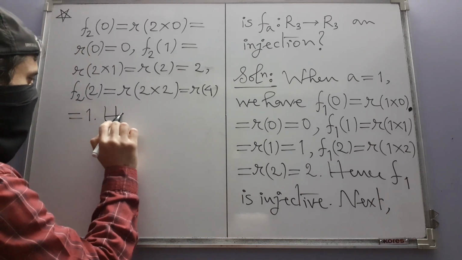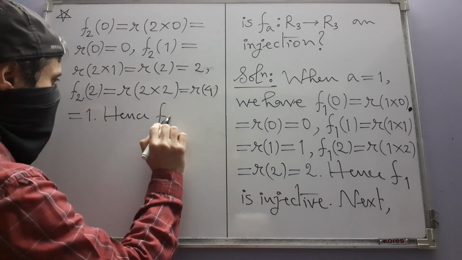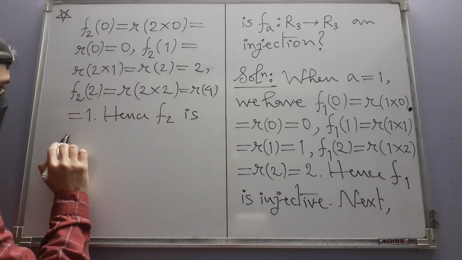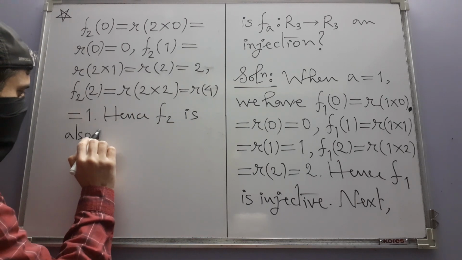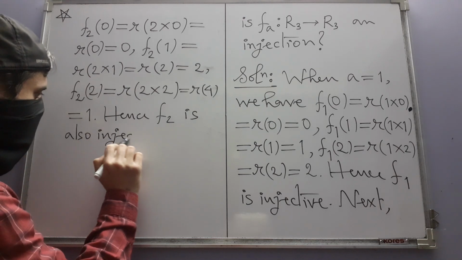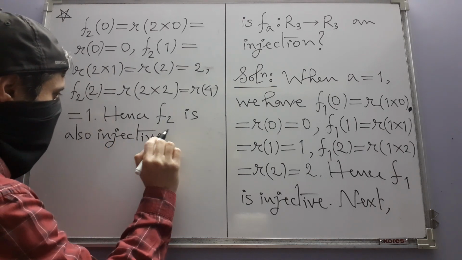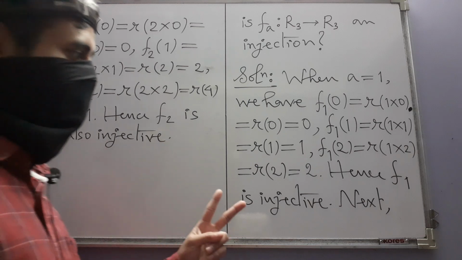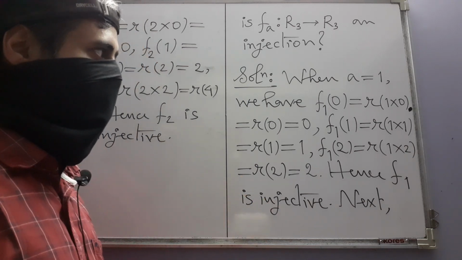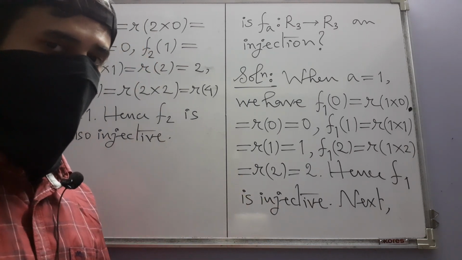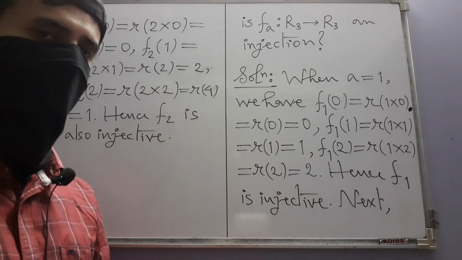Hence, f2 is also injective. That means the two possible values that A can take, for both those values, our functions are injective.